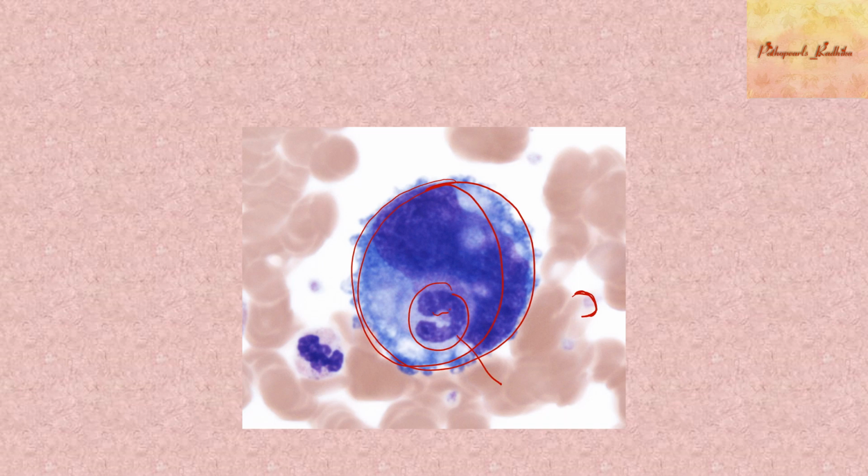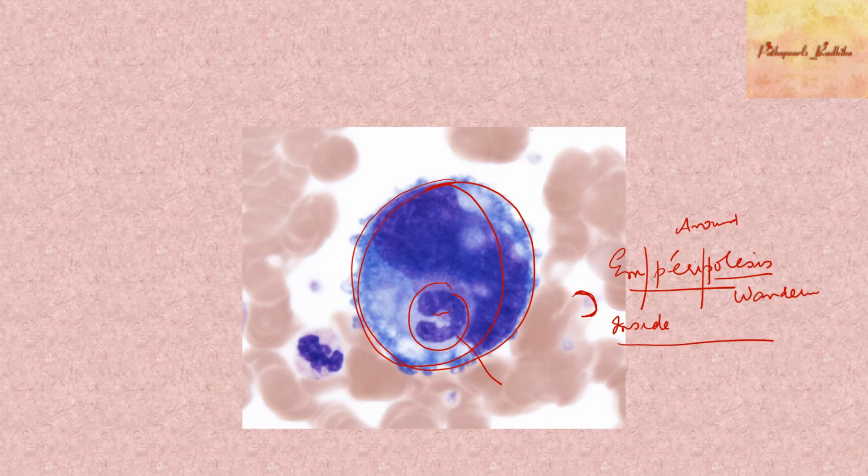So this particular thing we call it as emperipolysis. So what do you mean by emperipolysis? Em means inside. Okay, peri means around. Polysis means wandering. Okay, so if you know the meaning of the word, the pathology becomes easy. Okay, so emperipolysis, inside, around, wander. So inside a cell, another cell is wandering around it. This is what we call it as emperipolysis.